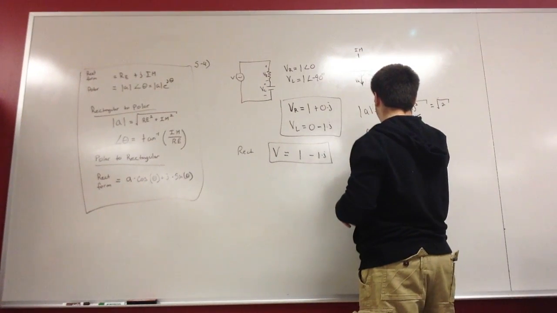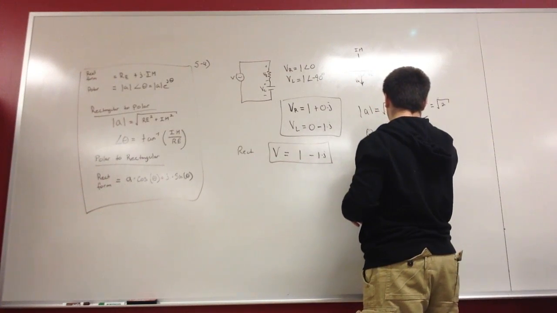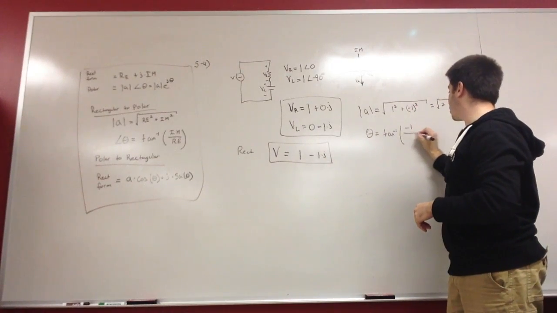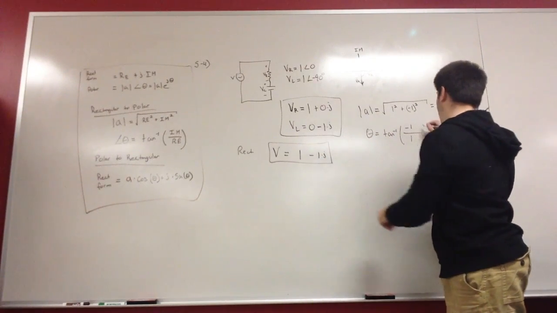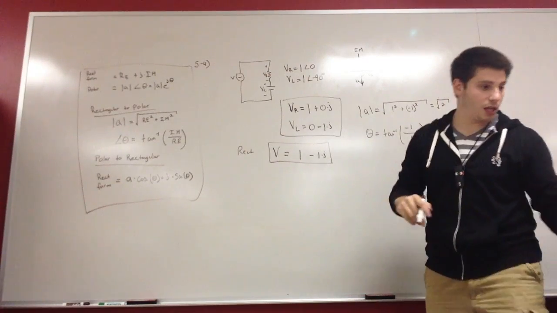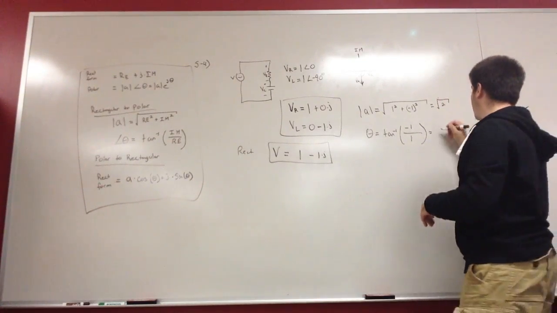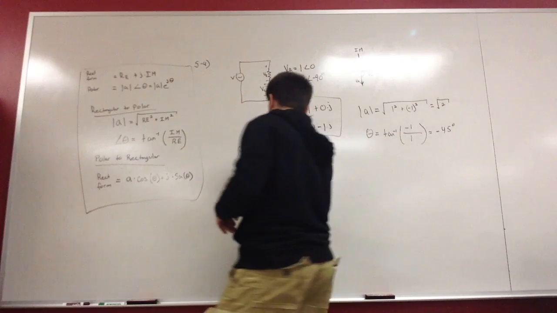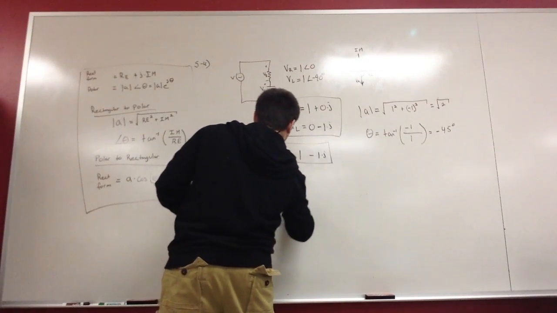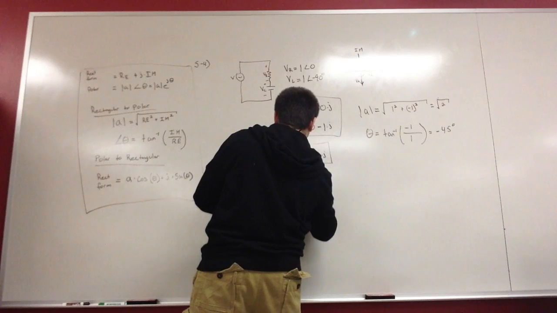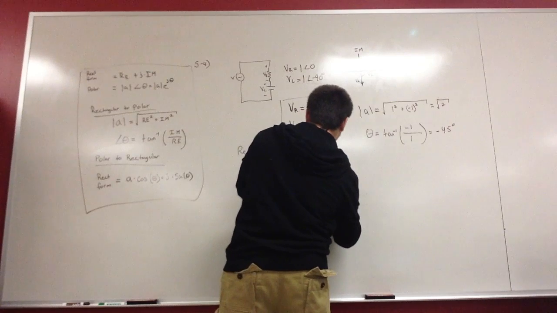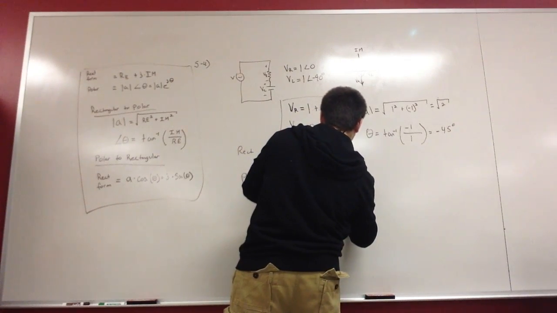The angle is going to be found using the inverse tangent of the imaginary component, which is negative 1, over the real component, which is 1. This comes out to be negative 45 degrees. So now the polar form of V is equal to the square root of 2 at an angle of negative 45 degrees, which is also equal to the square root of 2 times the exponential of negative j to the 45 degrees.